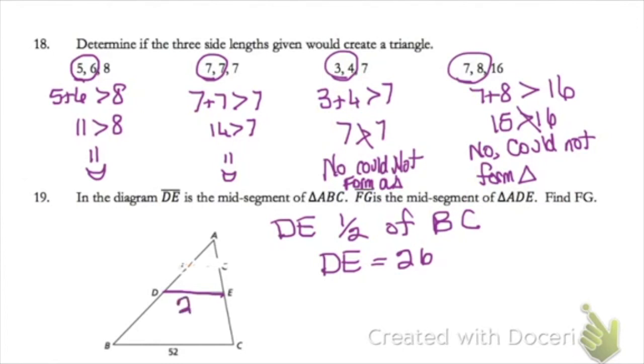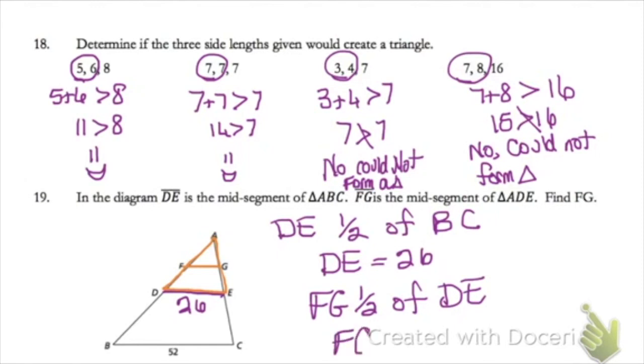All right, so now that we know that that is 26, let's look at our small triangle right here, and FG being the mid-segment of that. Now, since it's the mid-segment of this smaller triangle, I know that FG must be 1/2 of the third side, which is DE, and we know that DE is 26, so I know the length of FG must be 13.